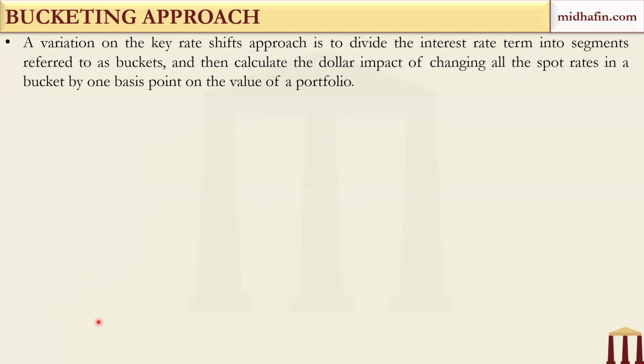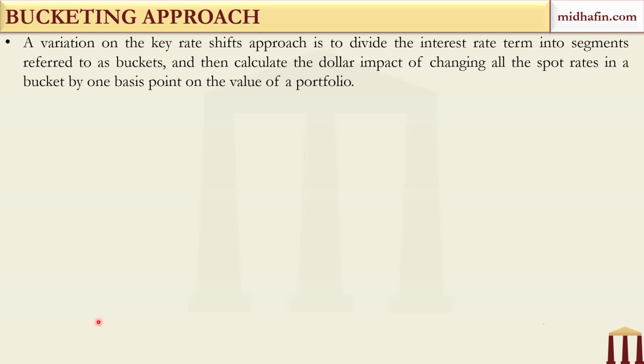Next is the bucketing approach. Now, the bucketing approach is similar to the key rate approach, with one slight difference. In the key rate approach, we assume that as we move forward in time, the effect of the first key rate declines, and then the effect of the second key rate increases during that time. So there is a decline and increase happening. So for every period spot rate, if you want to estimate the change, you will have to use linear interpolation to find it. That adds to complexity. A way out here is the bucketing approach.